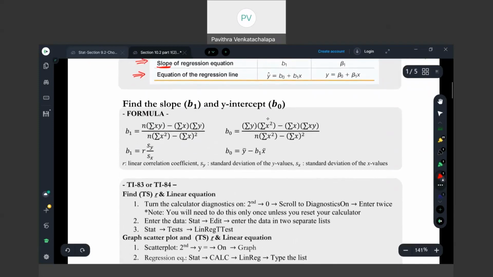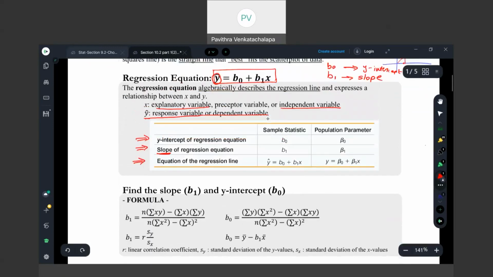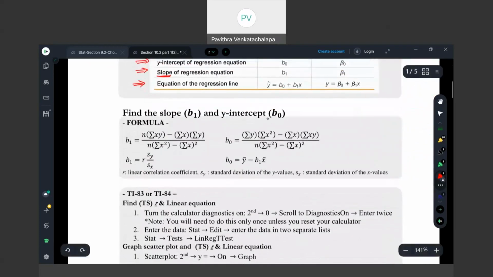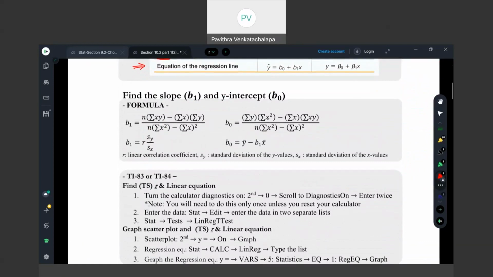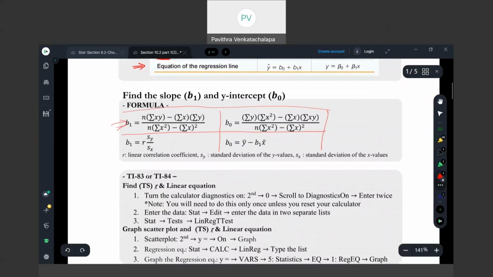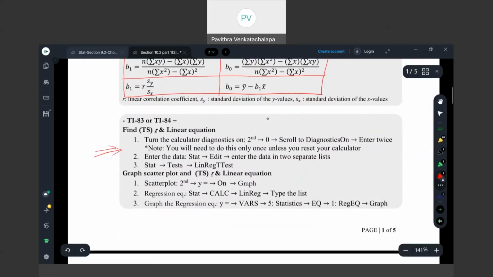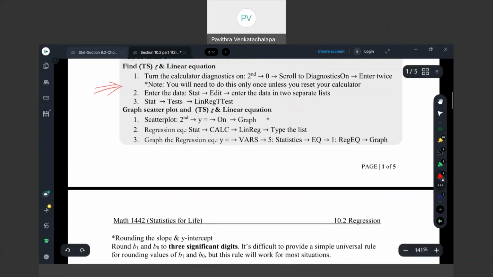Now, to find the slope, as I said to you, it looks very simple here, delta y by delta x. But when we have x and y columns of data, this is how we find the slope, and this is how we find the y-intercept. I know this is a messy formula, but we can also find this using a calculator. So these are small instructions on how you can find the regression equation. Let's get started with one example.